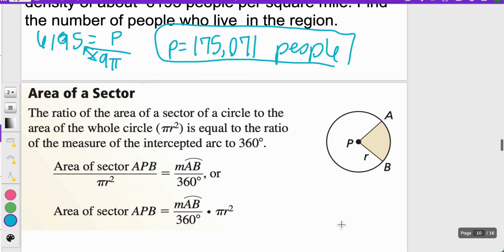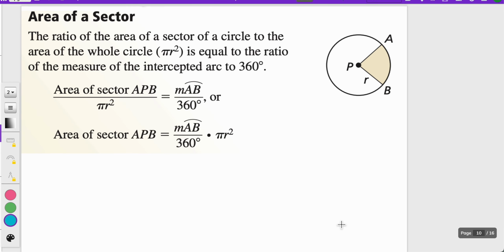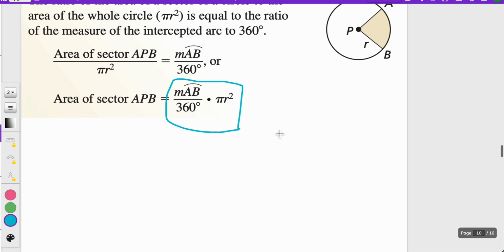Okay. Next up, we have area of a sector. So these are the two formulas that we're going to want to pay attention to. Area of a sector can be found by the measurement of arc AB divided by 360 times pi r squared. A lot of the time we just use this one, okay? Sometimes we'll be given the area, so we can say area of the sector is equal to the measurement of the arc divided by 360 times the area of the circle.